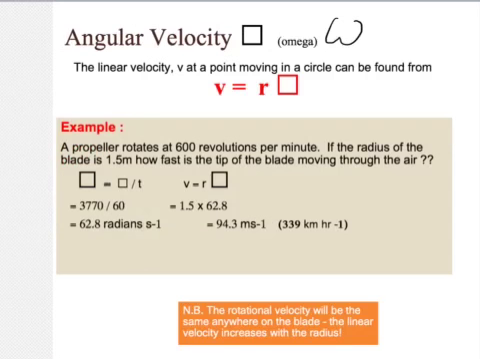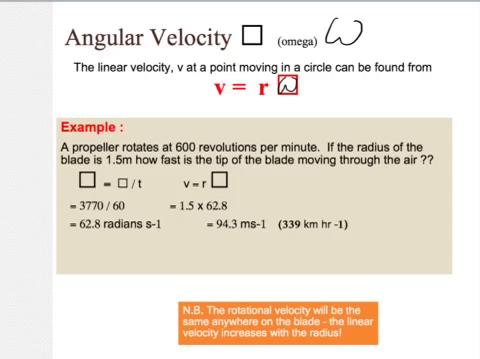Another useful relationship is to define an equation that relates the linear velocity v to the angular velocity omega. If you consider a point moving in a circle, the instantaneous linear velocity v at a moment in time is defined as v equals the radius r times omega.